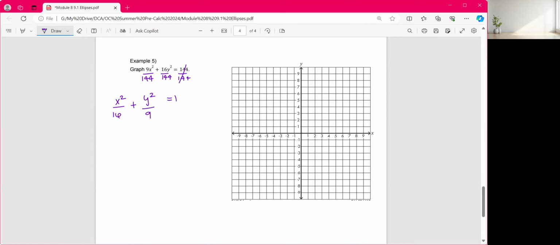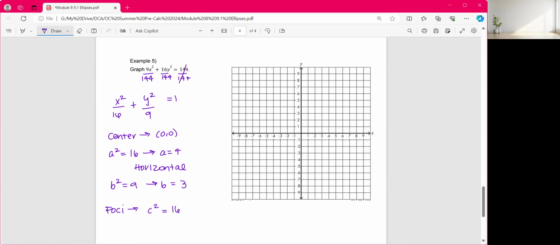Now, as soon as I look at this equation, I can pull out some information. My center is at the origin, 0, 0. I see my a squared is first, which tells me my a is 4, and that also tells me this is a horizontal ellipse. Then my b squared is 9, so my b is 3. Then I can find the foci by doing c squared equals a squared minus b squared, and I get c equals the square root of 7, which is about 2.65.